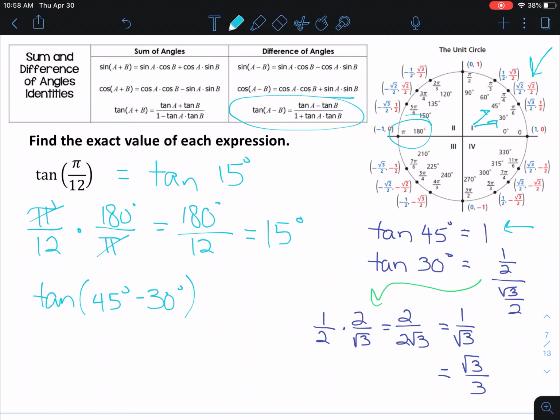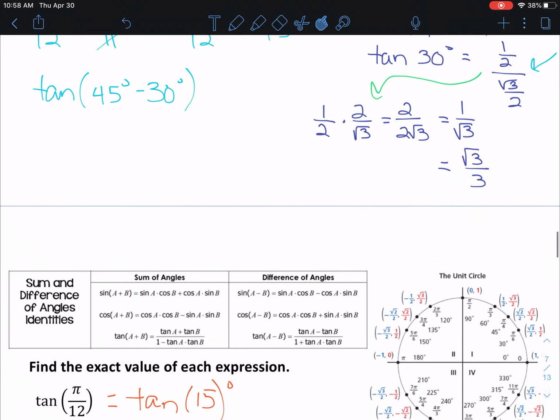Tangent of 30 is a little bit more work. So that's 1/2 divided by square root of 3 over 2. So that's what I wrote right here. And then I went over there and just did a little math there to figure that out. Make sure you rationalize the denominator. If you need to pause the video for a second to see how I got that, go ahead. Otherwise, I'm just going to move to the next slide and come back and reference those.